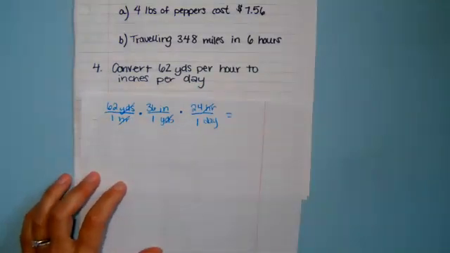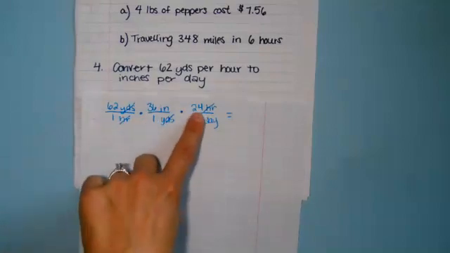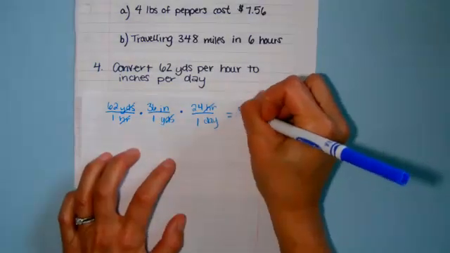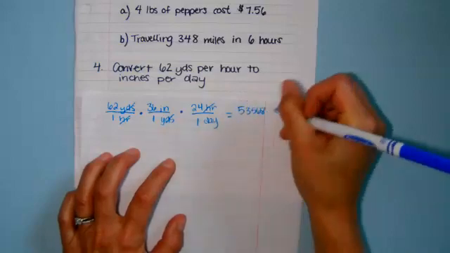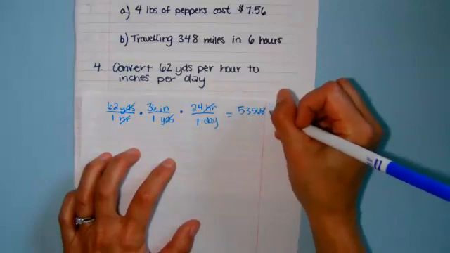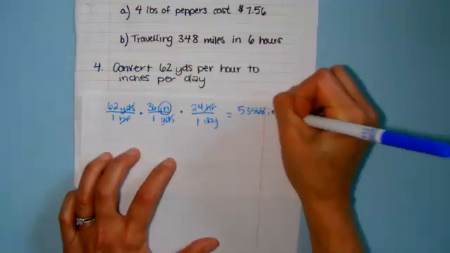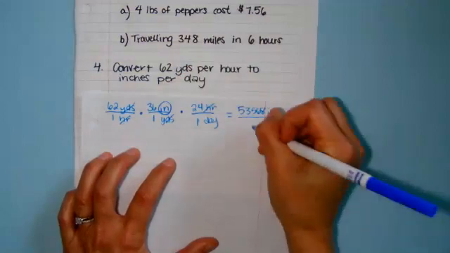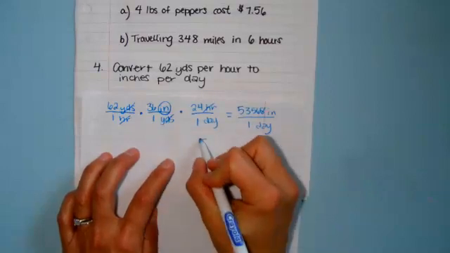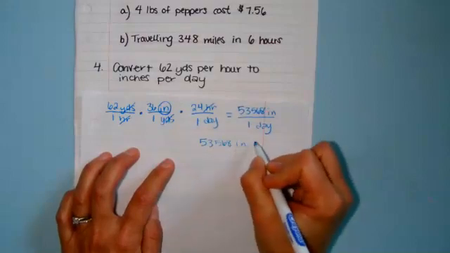Okay, let's go. We need some multiplication for the top. 62 times 36 times 24 gives you how many? 53,568. What's our unit on the top? Inches. See how it's just left on the top? Over what on the bottom? 1 day. All right. And so if you divide that, you literally get 53,568 inches per day.